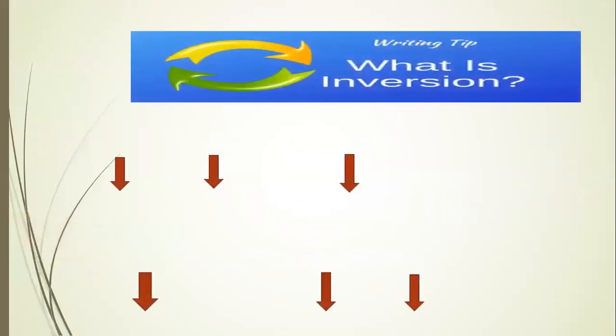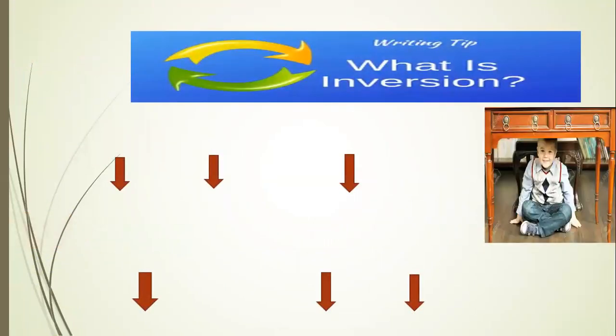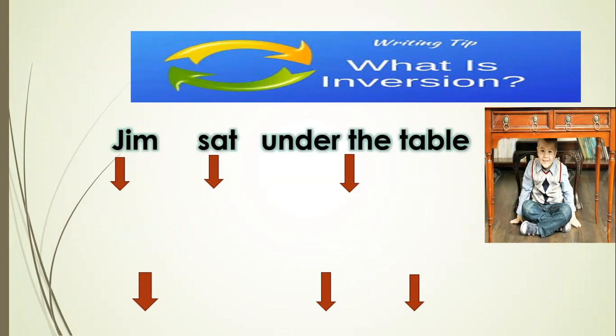Look at this picture. If I ask you, where did he sit? You can answer, Jim sat under the table. So the normal order of any sentence in English is subject, verb, and complement, which is the adverb of place here in this sentence.